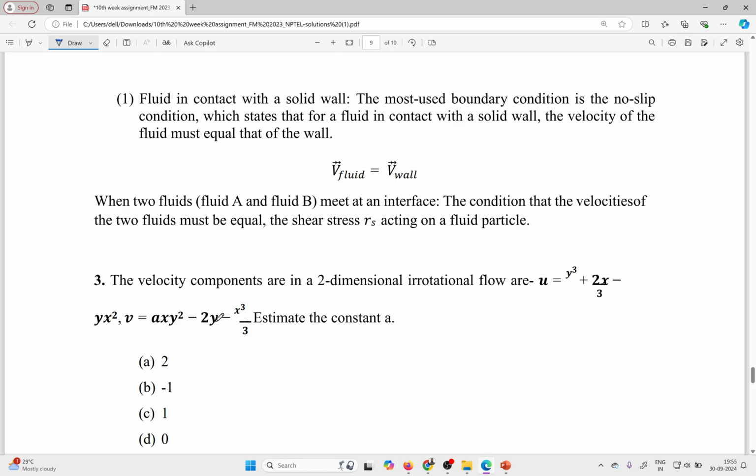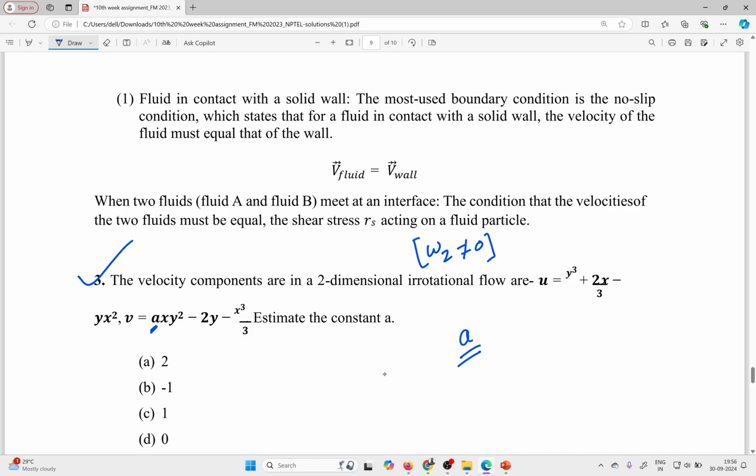Next question. The next question is: velocity components in a two-dimensional irrotational flow are u equal to this and v equal to this. Estimate the constant A. A value you need to calculate. Here we are talking about irrotational flow, that is, if U and V components are given, then omega Z is not equal to 0 is rotational. Irrotational means this. You estimate A here only.